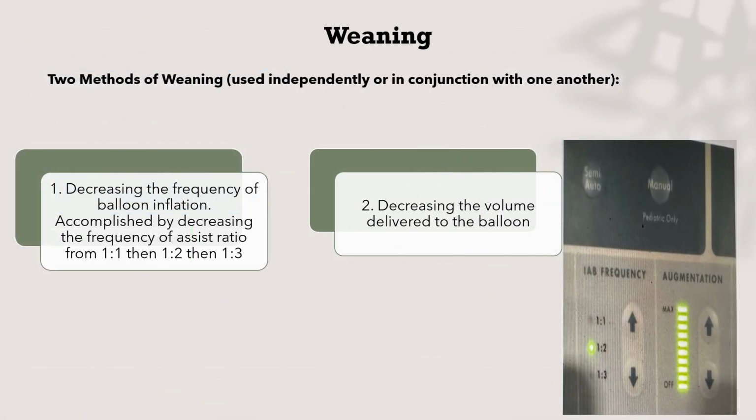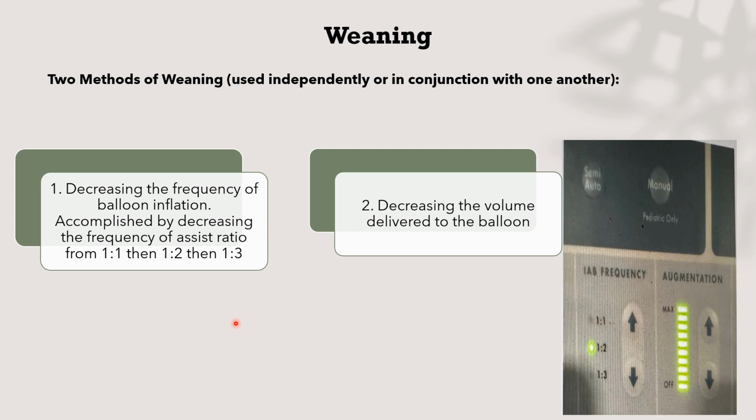Regarding the weaning of the intra-aortic balloon pump, it should be started from day 0, as we mentioned. There are two methods of weaning which can be used independently or together. First, decrease the ratio, which decreases the frequency of the balloon from 1 to 1, then 1 to 2, then 1 to 3. And when we use 1 to 3, we shouldn't wait more than 2 hours, it should be less than that, because of the risk of thrombosis.